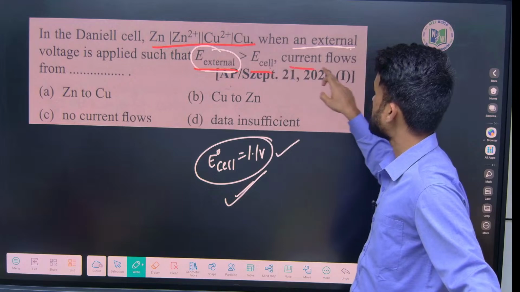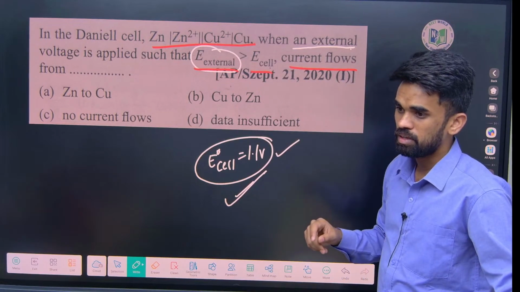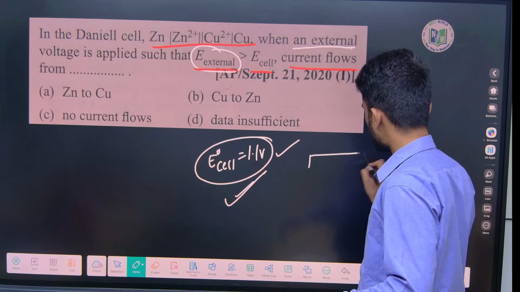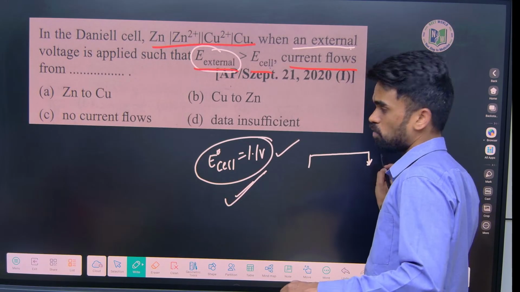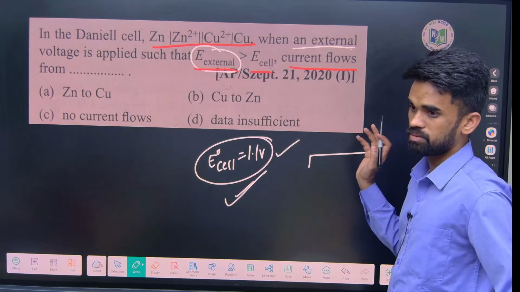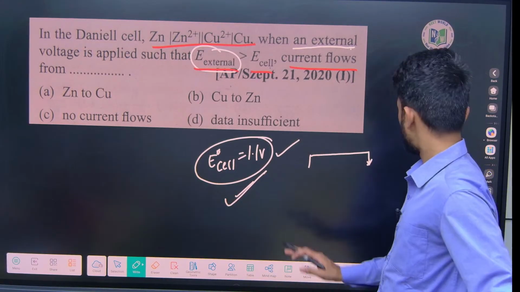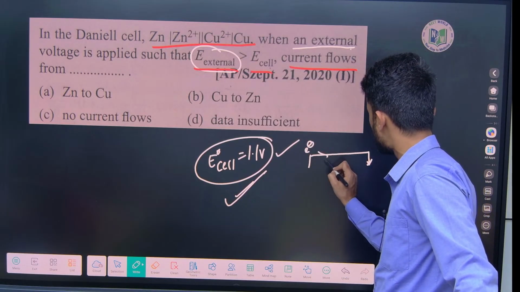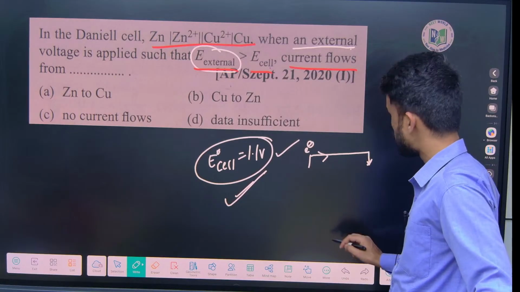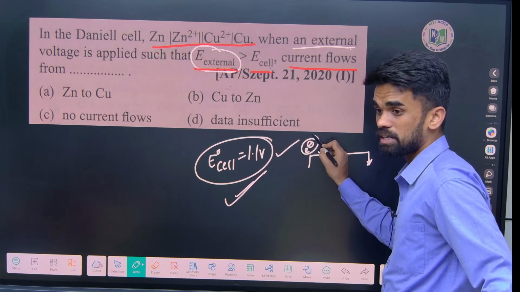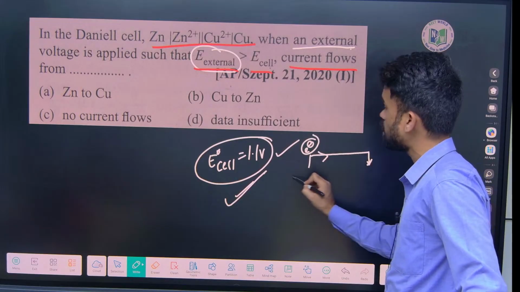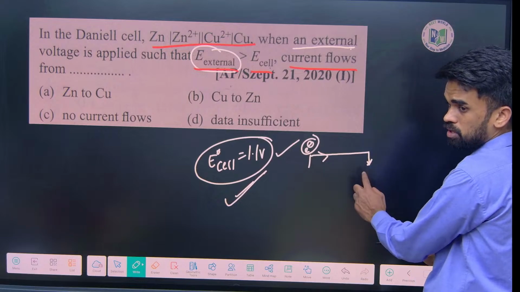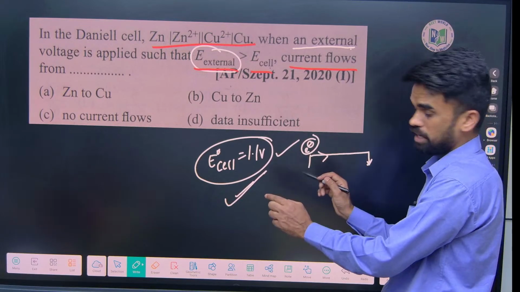Now what happens, current flows from where to where? Normally in a normal cell, current flows from anode to cathode. Okay, wait. Electrons flow from anode to cathode in normal cells. And if electrons are flowing from anode to cathode, current flows from cathode to anode, in the reverse manner.